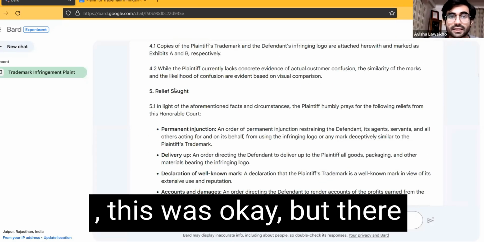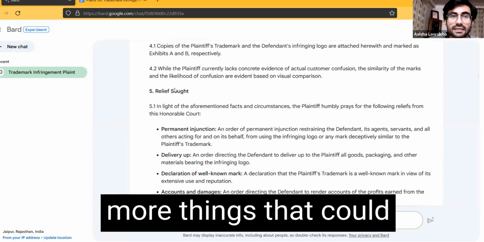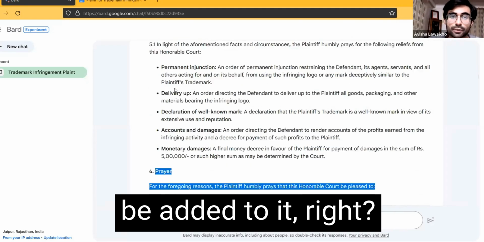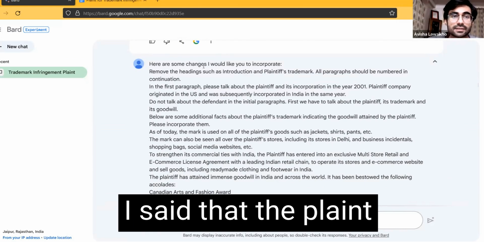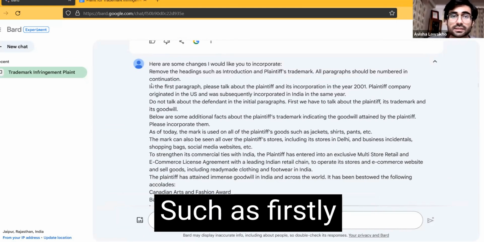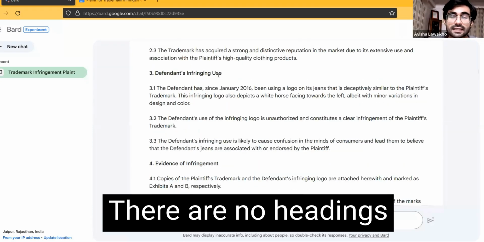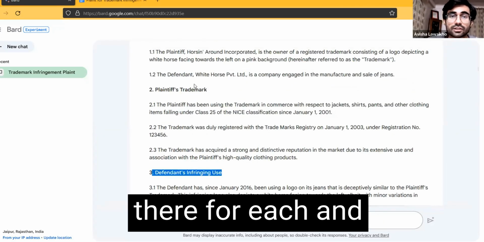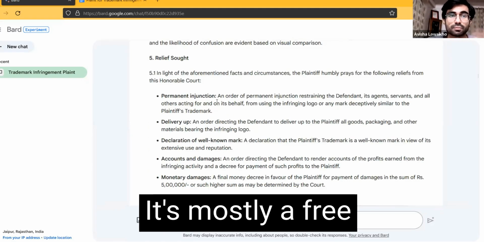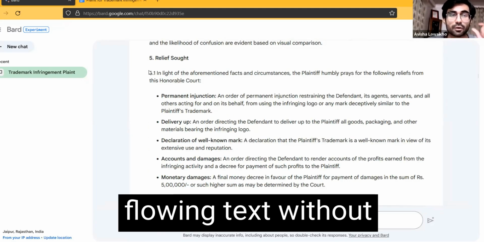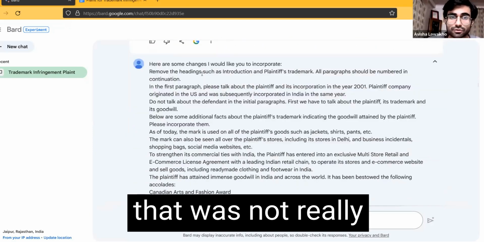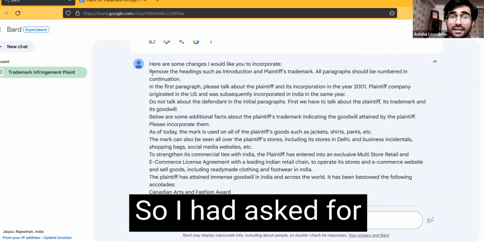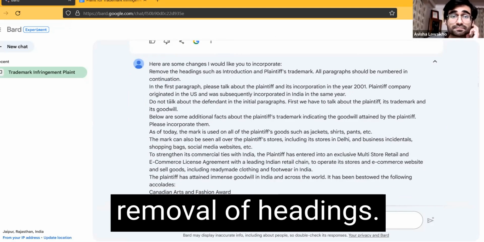Now, this was okay, but there are definitely certain more things that could be added to it, right? So here are some changes I said that the plaint should incorporate. First, remove the headings. There are no headings that have to be there for each and every paragraph. It's mostly free flowing text without any breakups through headings. So that is something that was not really required over here. So I had asked for removal of headings.